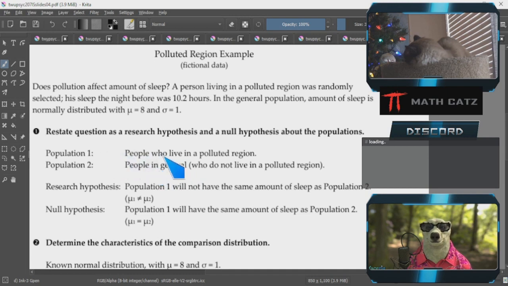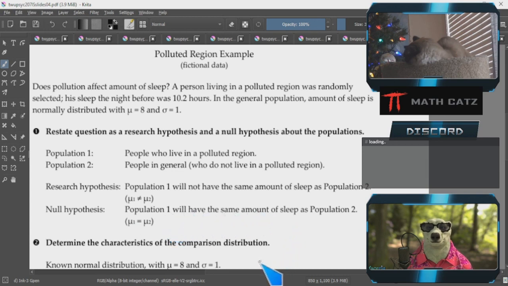So let's look at the two groups, people who live in polluted regions and people who do not. We are trying to see if the amount of sleep is different. We don't know which way. Does it cause more sleep? Does it cause less sleep? We don't know. And the null hypothesis is that it's exactly the same. There's no effect.